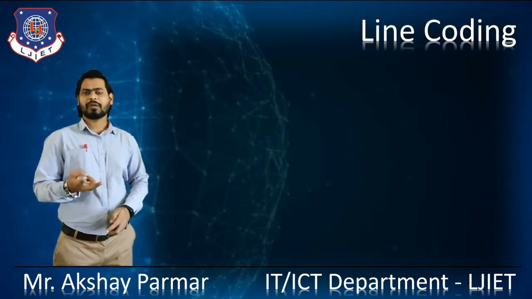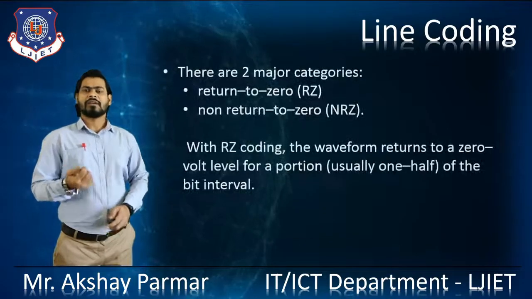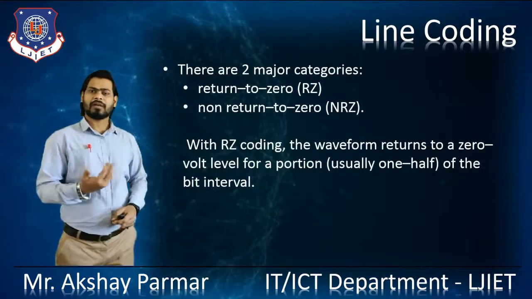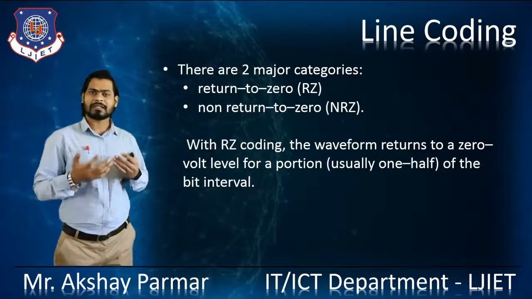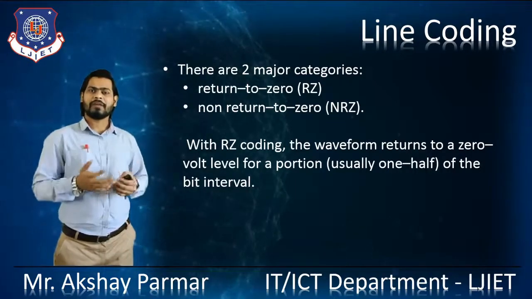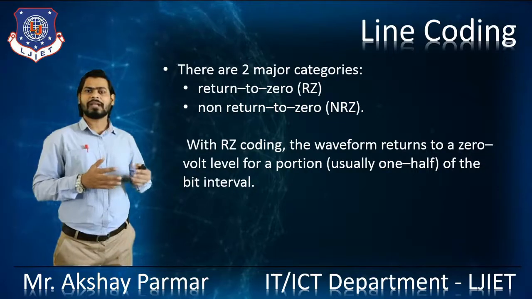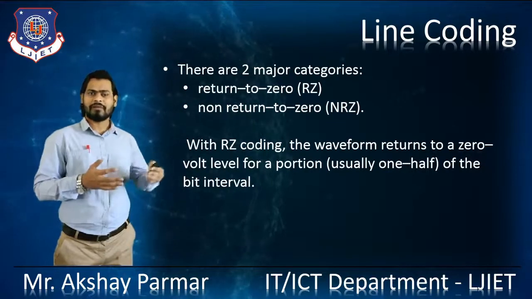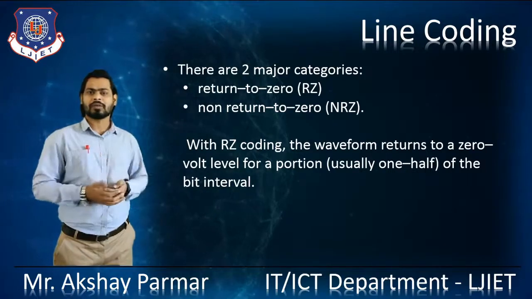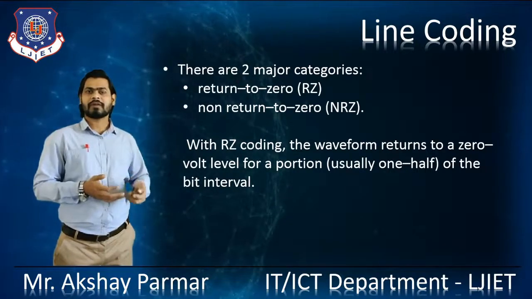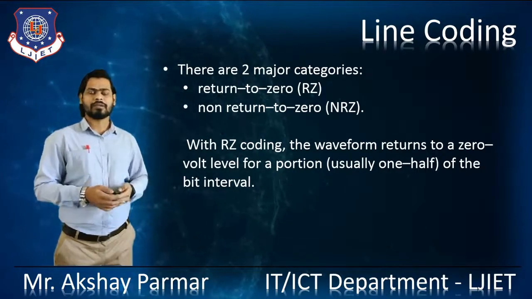There are majorly two kinds of line coding techniques: return to zero and non-return to zero. With return to zero coding, or RZ coding, the waveform returns to the zero volt level for a portion, usually one half, of the bit interval. Whereas in non-return to zero, the waveform does not return to the zero position.